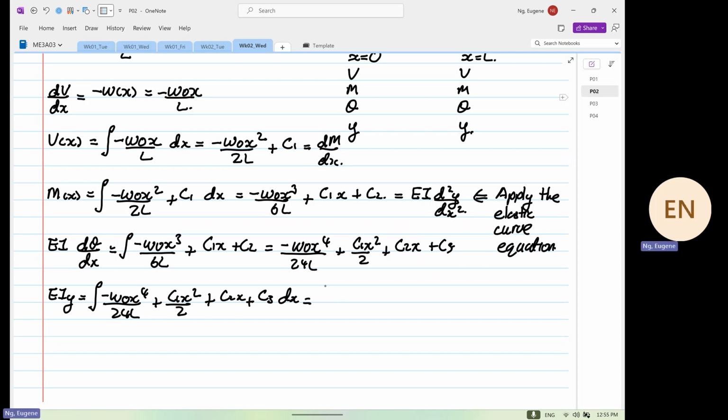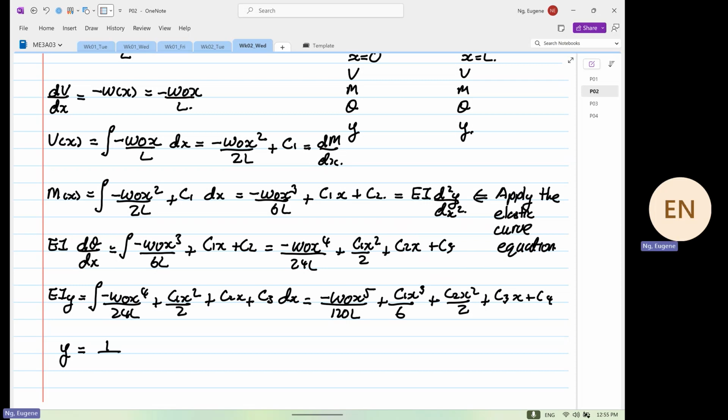So this is equal to minus omega naught x^5 over 120L plus C1x cubed over 6 plus C2x squared over 2 plus C3x plus C4.